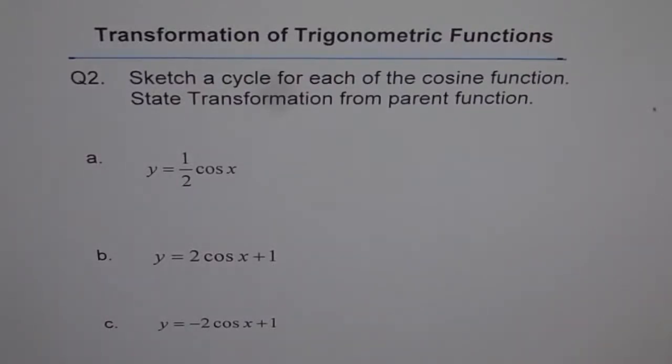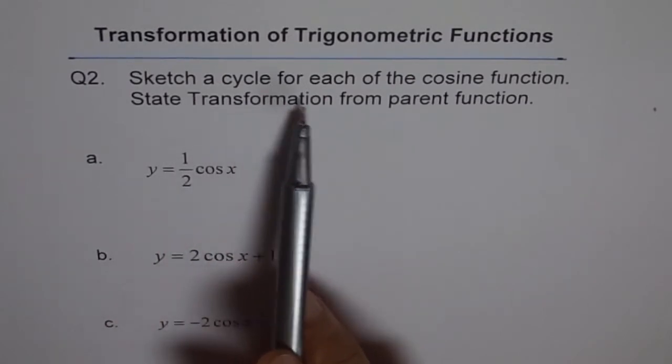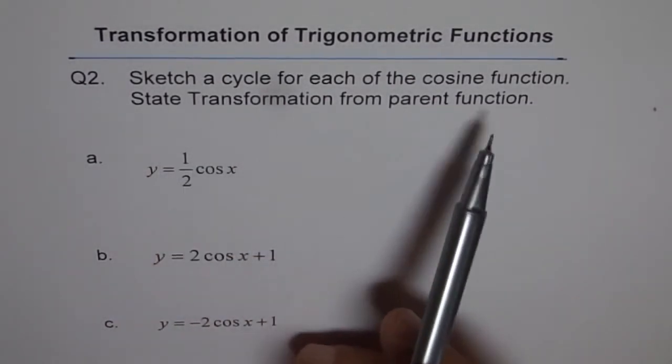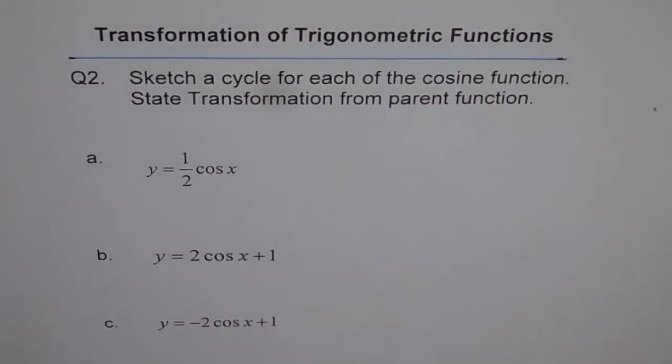Transformation of trigonometric functions. Question 2. Sketch a cycle for each of the cosine function. State transformation from parent function. So the parent function is cos x.